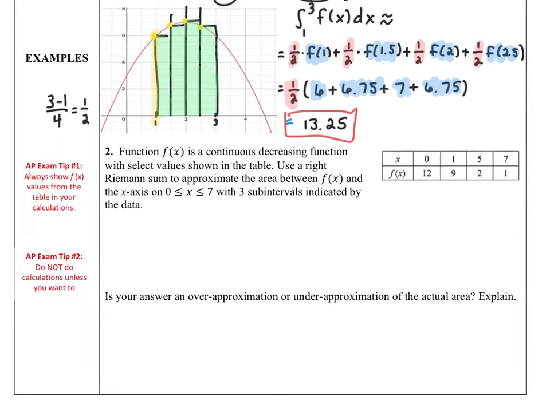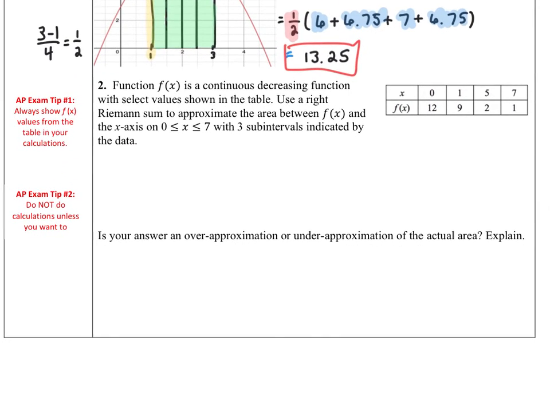Another popular kind of question is to do these Riemann sums using a table of values. In this question, I'm given f of x as a continuous decreasing function. I just have select values in the table. It's asking me to use a right Riemann sum to approximate the area between f of x and the x-axis on the interval 0 to 7.